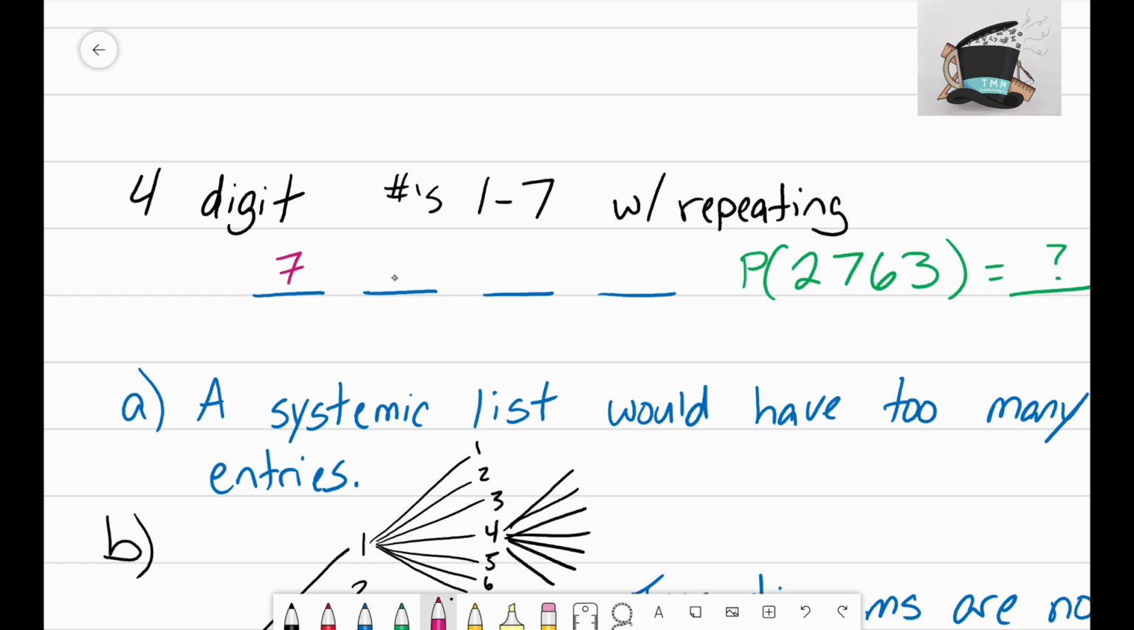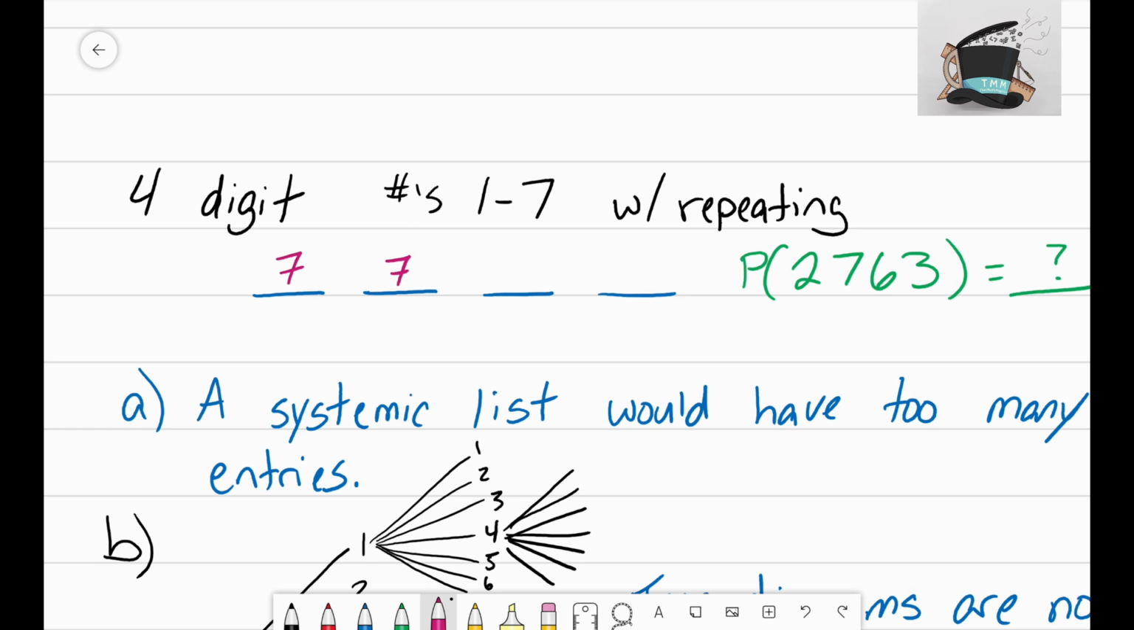Then I want you to jump to the second number, and think the same question. How many decisions can I make for this digit? Hopefully we're starting to realize that it's the exact same number. It's also going to be a 7, because for this digit, I'm still choosing the numbers between 1 through 7, and I'm allowing the numbers to repeat. So since I chose a number here, maybe I chose a 6 the first time, I can still choose a 6 here. All those 7 options are still available for me.